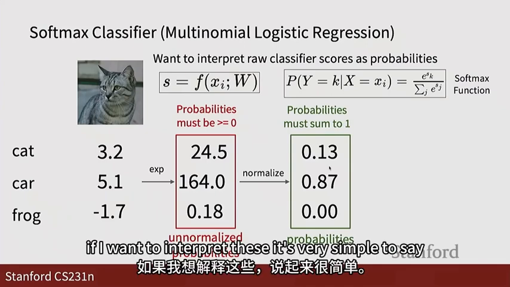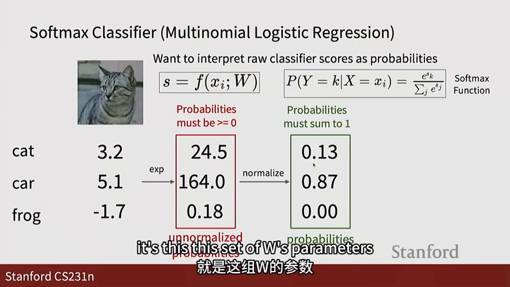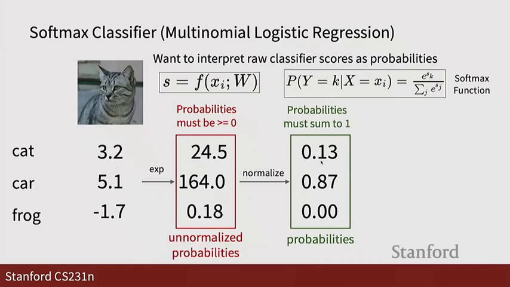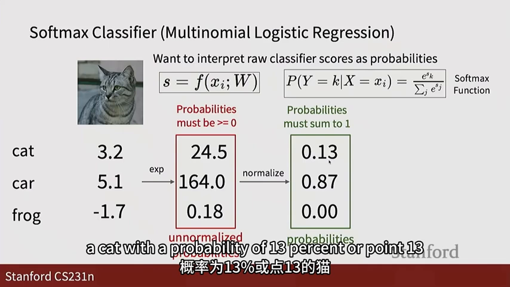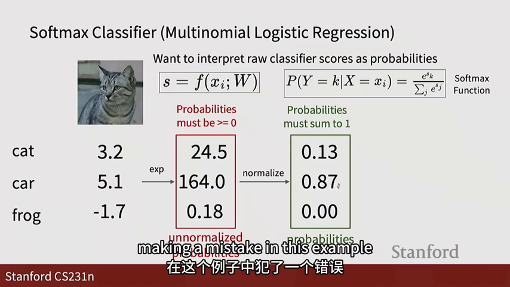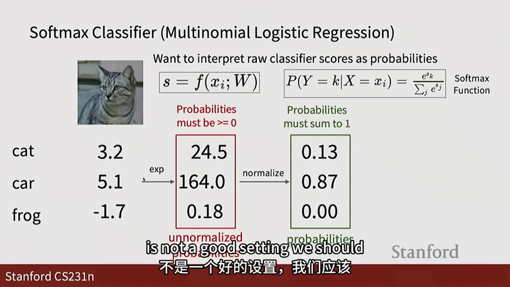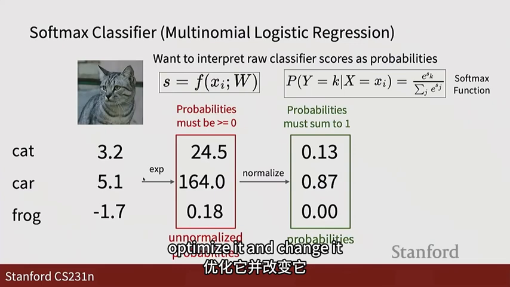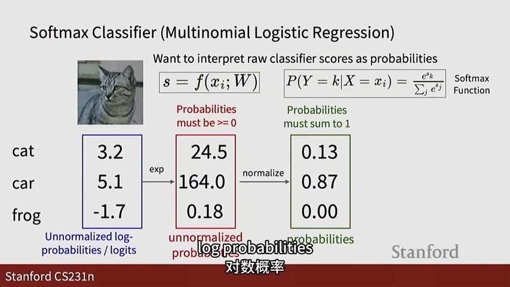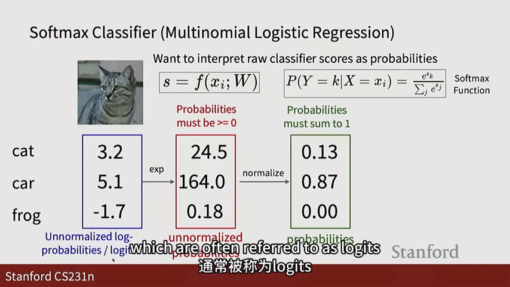And if I want to interpret these, it's very simple to say it's this set of W's, parameters, thinks that this image is a cat with a probability of 13% or 0.13, right? And obviously this is making a mistake in this example because the W is not a good setting. We should optimize it and change it. So these probabilities are the counterparts of these unnormalized log probabilities, which are often referred to as logits.